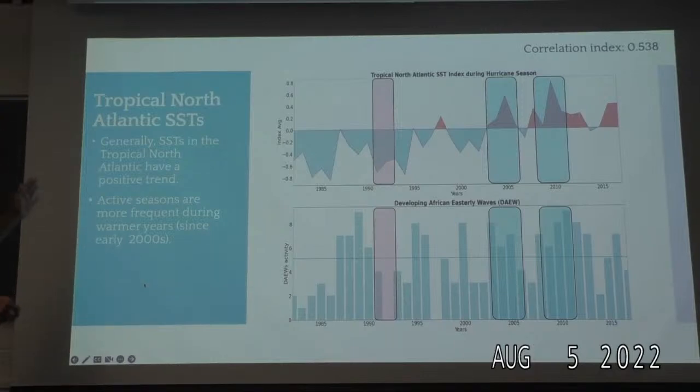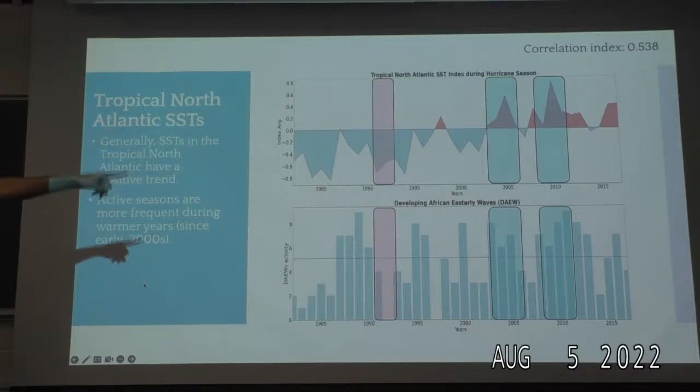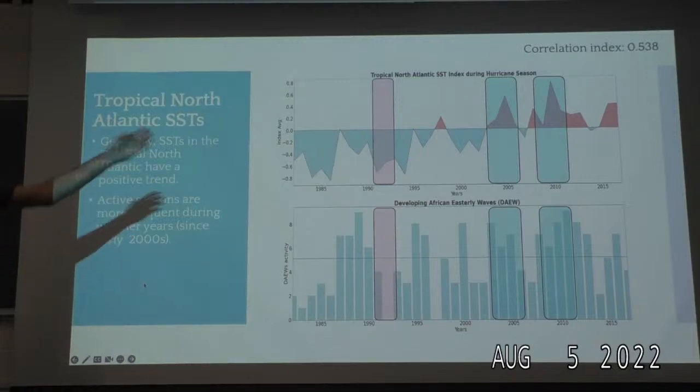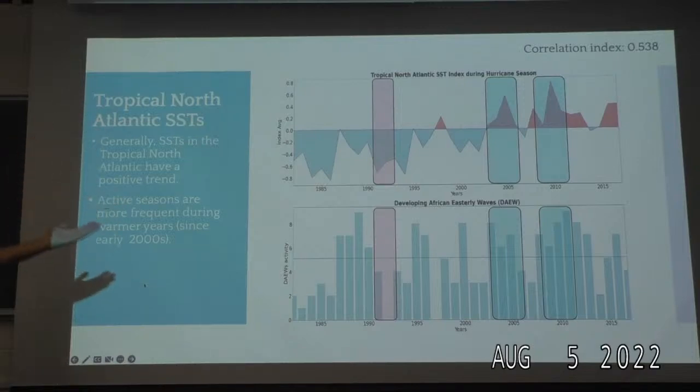For the tropical North Atlantic SST, generally the SSTs in the tropical North Atlantic are showing a positive trend. So you can see the warming trend here, and active seasons are more frequent during warmer years. You can pair that with 2005, very hyperactive in terms of tropical cyclones, and you can also see it in terms of developers. You can see here 2005 and 2011, 12. Those years were really active in terms of tropical cyclones, so it also coincides with developing African easterly waves. Remember, developing African easterly waves are the most common, but not the only phenomenon that can trigger a tropical cyclone.